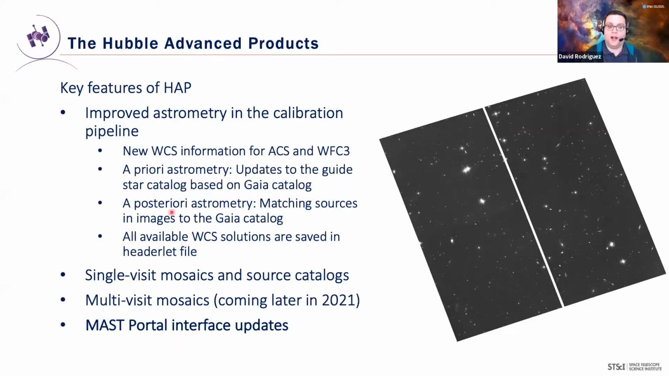Now we also have something that we call the a posteriori astrometry. This is, okay, you have your imaging products, you've reduced them, you've drizzled them together, and now you can extract sources, for example, the ones you could see on the right, all of these lovely images of stars and galaxies, and then cross-match them with Gaia and refine the astrometric solution so that you have higher accuracy.